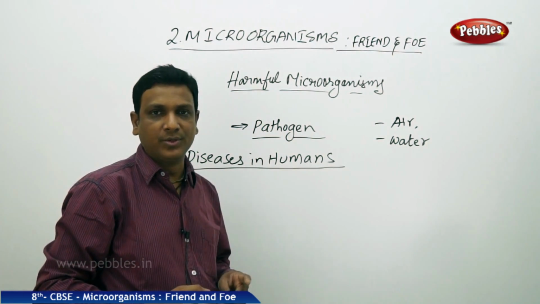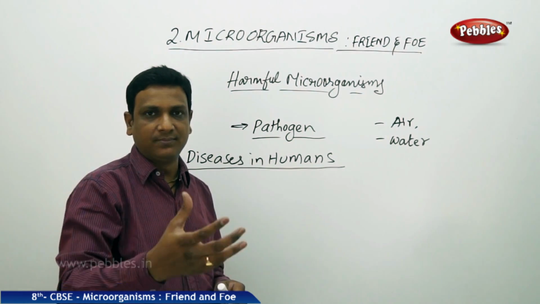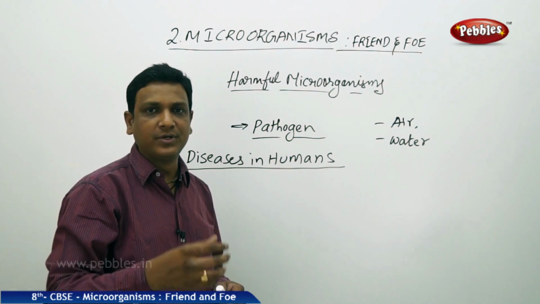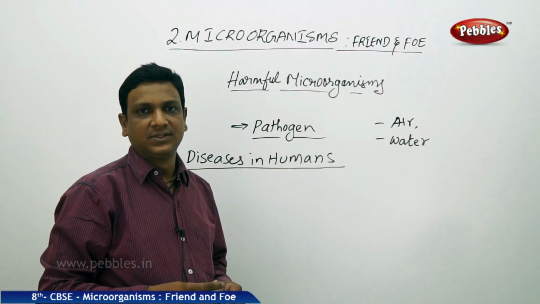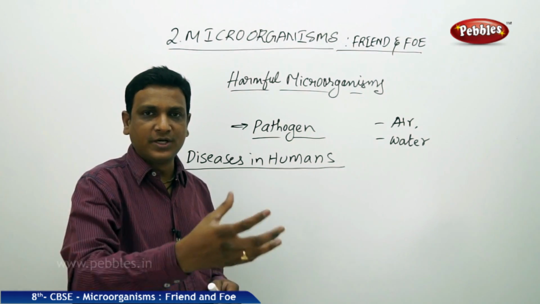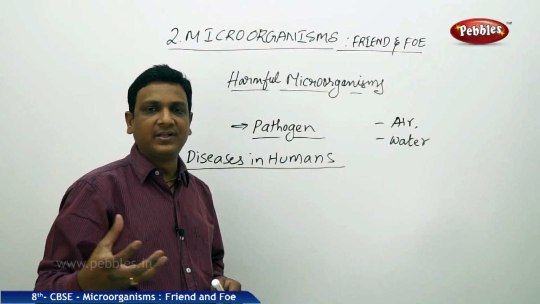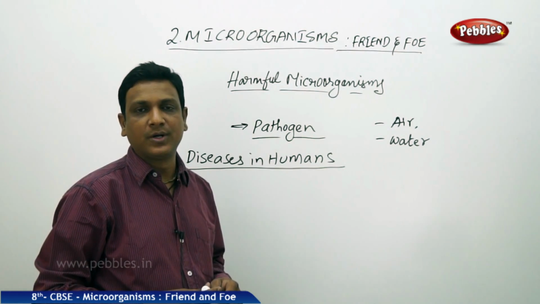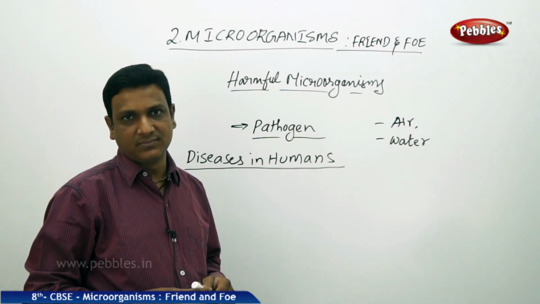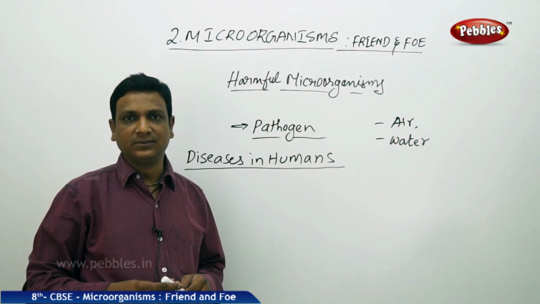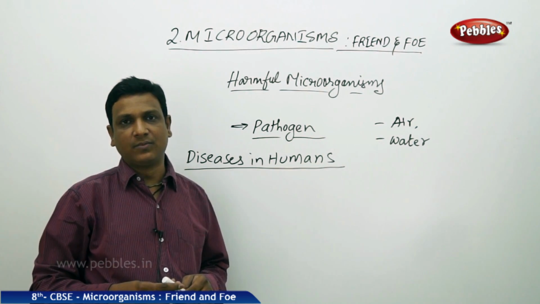Somewhere the water is polluted. For example, there is a river. At one bank of the river, somebody polluted the river, so certain microorganisms entered the river water. The water flows to the other bank where the people are taking the water for drinking, and these microorganisms enter our body. So when you drink unpurified, contaminated water, the microorganisms enter our body.